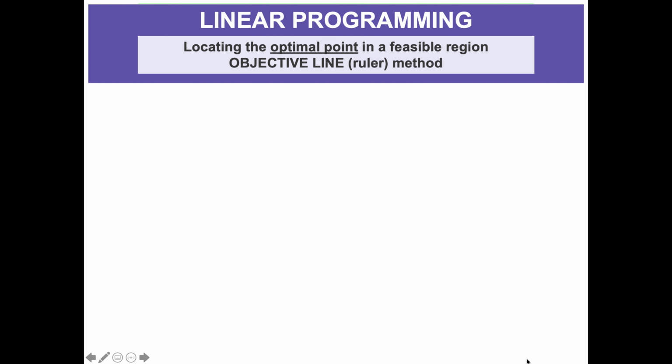And now the last part of this lesson is locating the optimal point in the feasible region. As I said at the beginning, we have 2 methods for doing it. The first one is called the objective line or ruler method. Also pay attention to this because in some cases on the exam, they tell you which method you need to use, and if you use the other one, then you will not receive the credit for that.